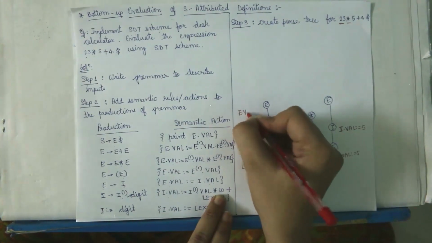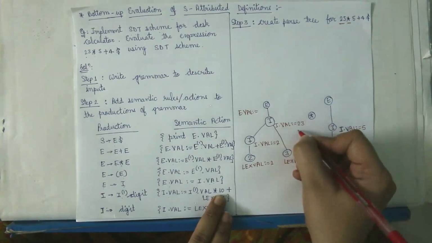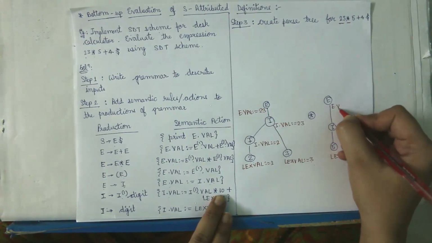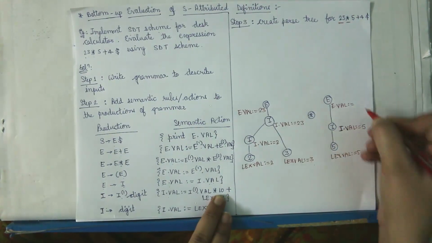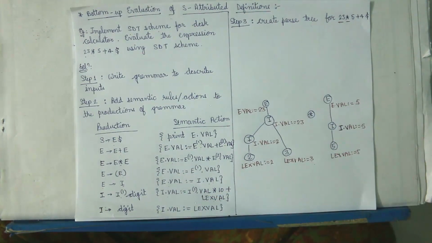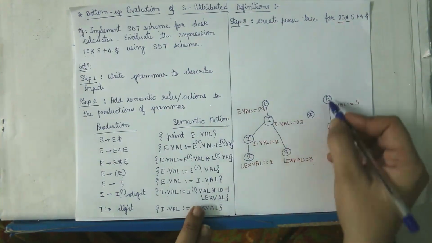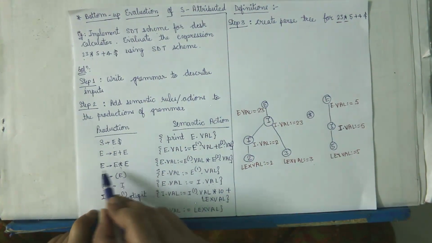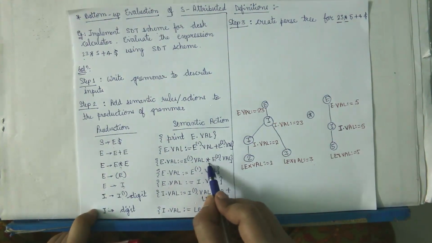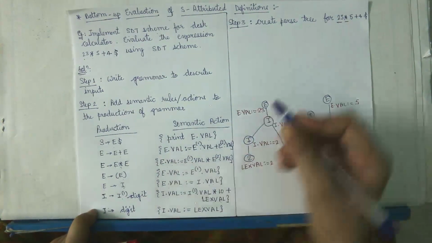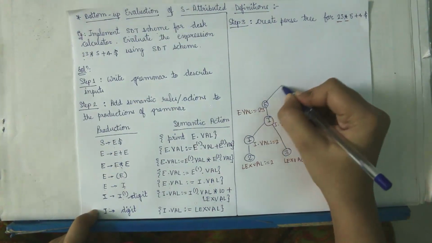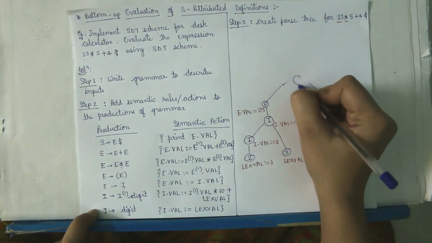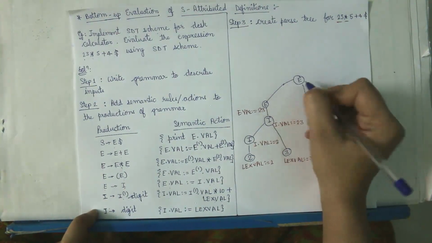So this E.val will be whatever I.val was, so that is 23, and this E.val will be whatever this I.val was, which is 5. Now we'll multiply this E into E and we'll apply this rule now. E into E becomes E. So E1 into E2's value we have to multiply to get a new value. So on this step I'll multiply E star E to get a new node E.